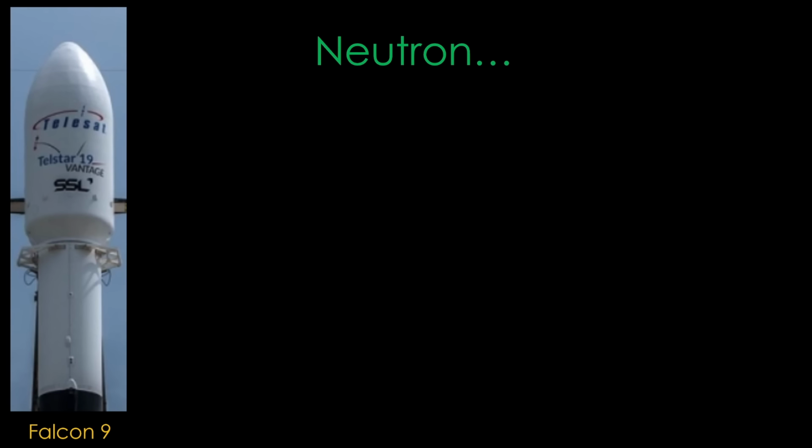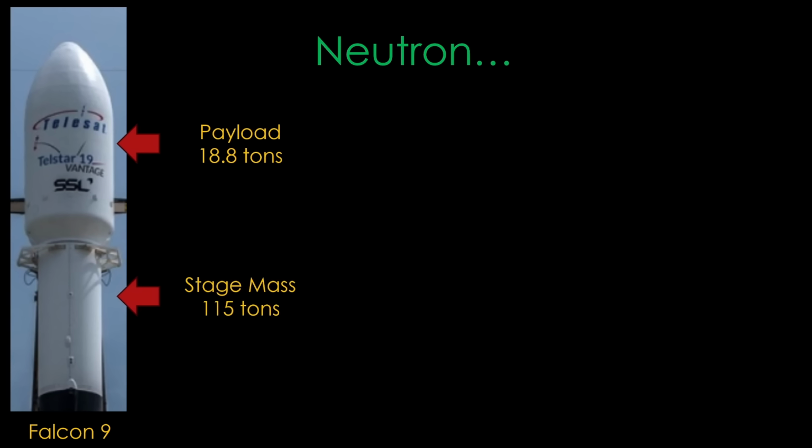The third advantage is a bit subtle. Like most rockets, Falcon 9 carries the mass of the payload at the top of the second stage. The maximum mass is about 18.8 tons, and that's set on top of a second stage mass of about 115 tons. So the bottom of the second stage that sits on top of the booster has to carry a static load of about 134 tons.